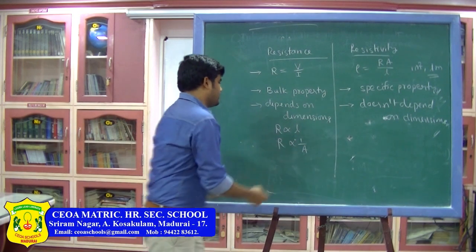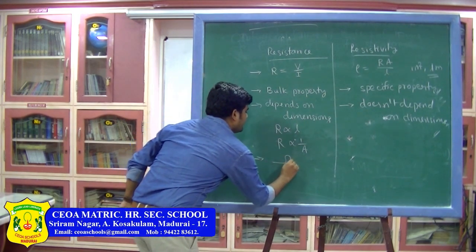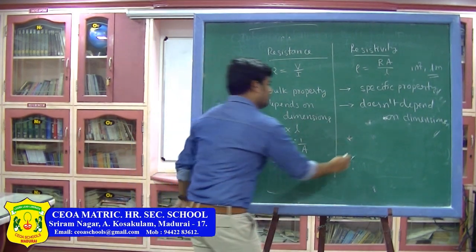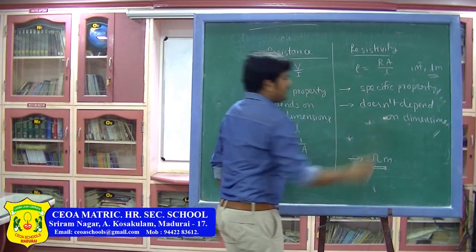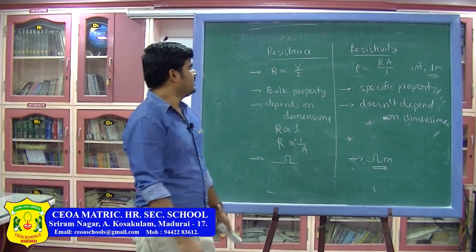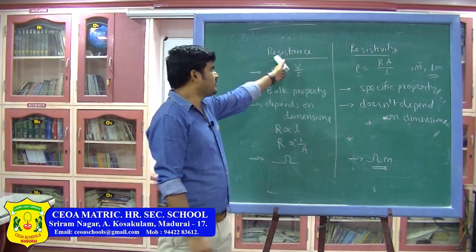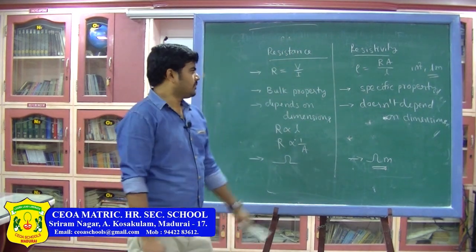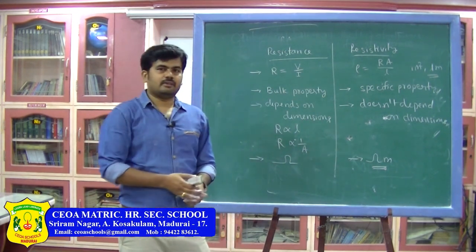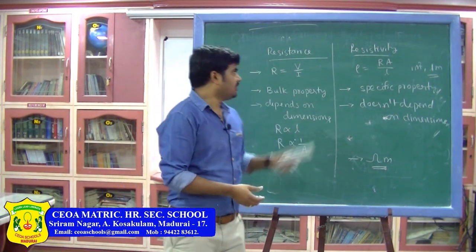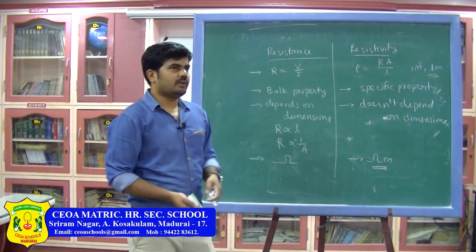Another difference is the SI unit: the SI unit of resistance is ohm, whereas the SI unit of electrical resistivity is ohm meter. So, these are the differences between the quantities resistance and resistivity. Remember all these differences, do not have any confusion. Now, let us define some other terms in the chapter which are very important.